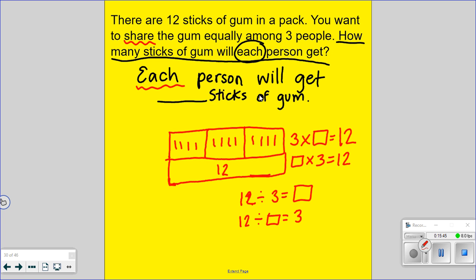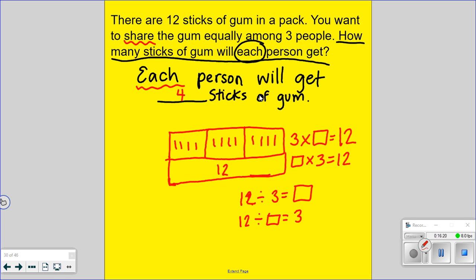Mason, what are you thinking? Each person will get 4 pieces. 4 sticks of gum. Mason, how did you know it was 4? Because I got a lot of numbers on this page. So what I did, I know that 3 plus 3 is 6. And I know another 3 plus 3 is 6. So there's 2 3s and 6. That makes it 6. And 3 plus 3 is 6. So count those. There's your equation.